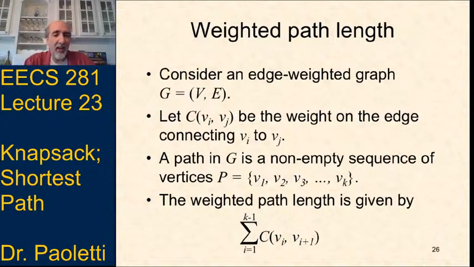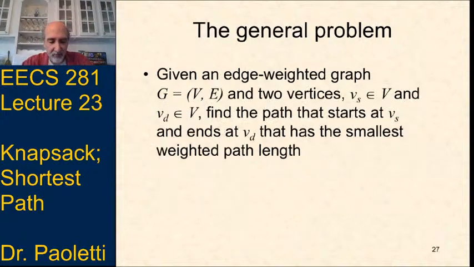I want to have a non-empty sequence of vertices, vertex 1, 2, 3, etc. And I've got a function to give me the total cost. So if you give me the path, I can take every pair of vertices in that path, give it to my cost function, and figure out the total weight. So the general problem is that I'm trying to get the smallest total weight.